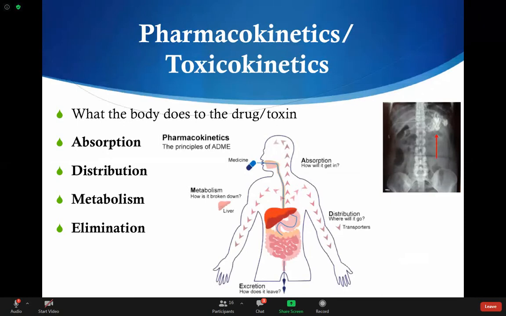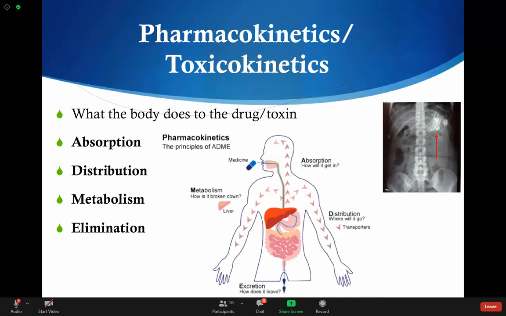And why do we care? Is it different? Yes, it is different, and that's why we call it toxicokinetics, because when you take a huge amount of drug, if you look at the picture there, the x-ray, you see multiple tablets forming a bezoar in the stomach. This will alter the absorption of this medication, and this will result in delayed absorption, delayed effect, delayed toxicity, and so on. And that's why it's different between pharmacokinetics and toxicokinetics.